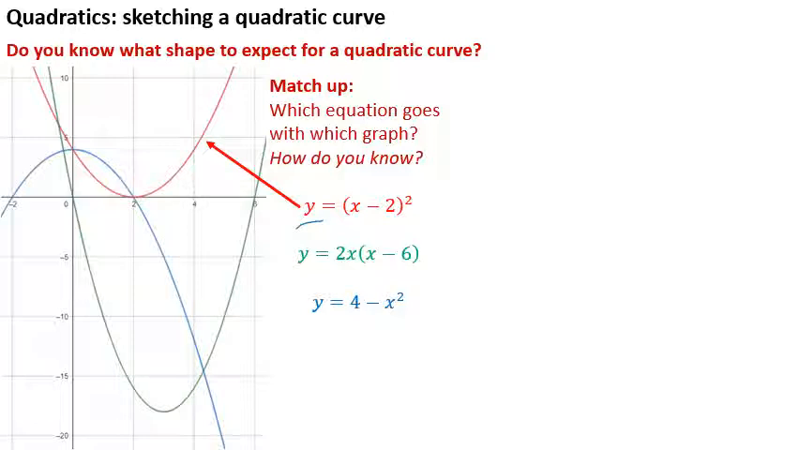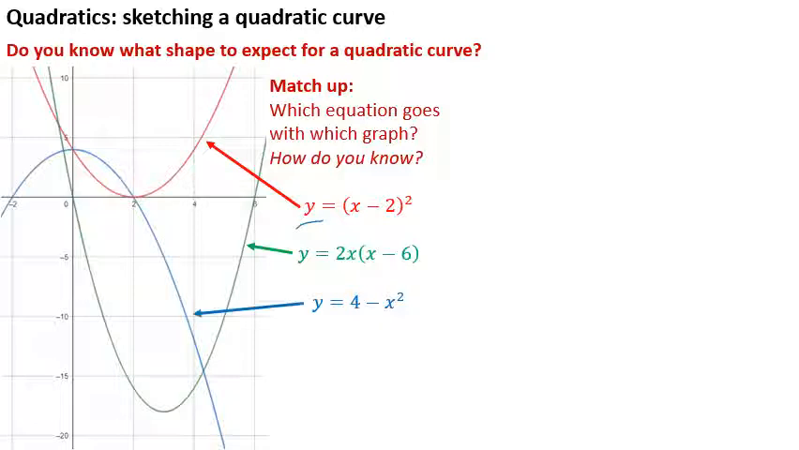For the next one, you can also solve. If you replace y with 0, we get either 2x equals 0 or x minus 6 equals 0. Well, if x minus 6 is 0, that means x has to be 6. And if 2x is 0, that means x has to be 0. So we're looking at the green graph. It crosses at 0 and at 6 on the x-axis.